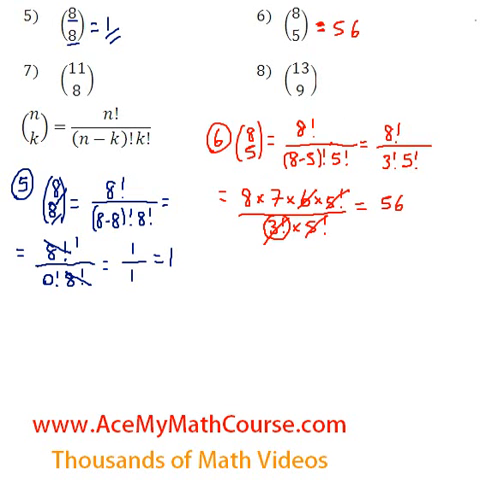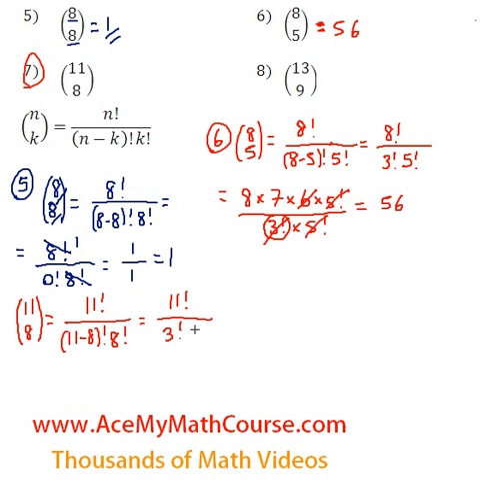Great. Now let me just stick with the red for question 7. You want 11 choose 8. So that's 11 factorial all over 11 minus 8 factorial times 8 factorial. Okay, so let's expand this. We're going to have just 11 factorial over 11 minus 8 is 3 factorial times 8 factorial.